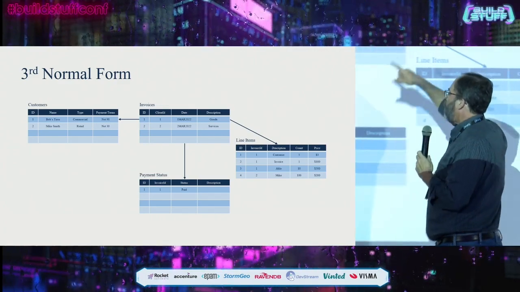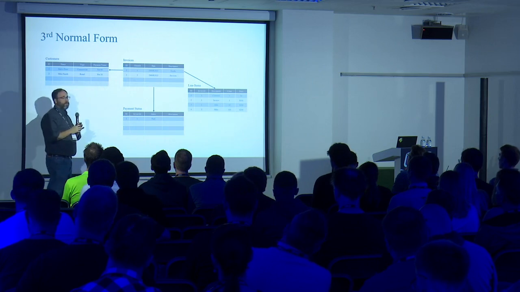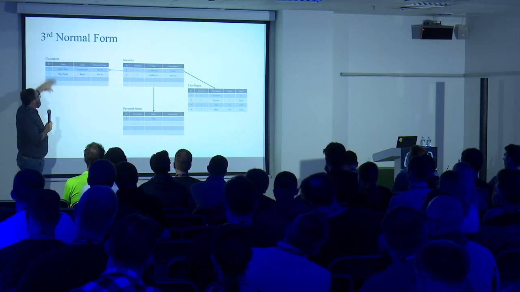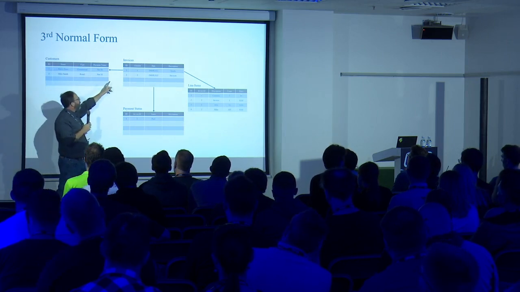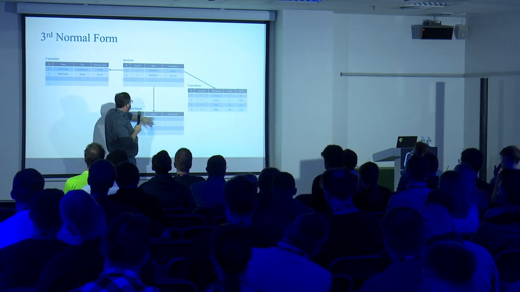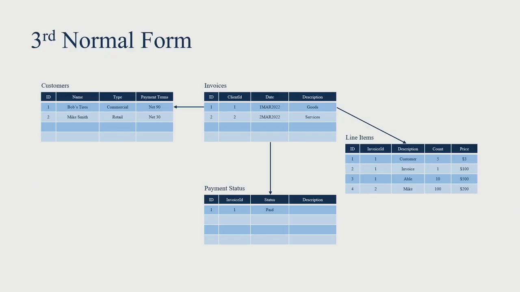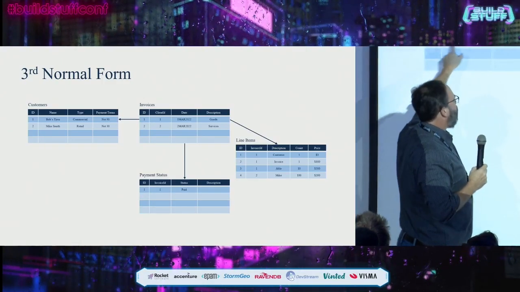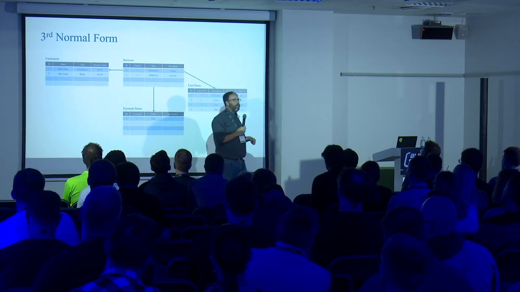So this is an example of a third normal form version of our customers and our invoices, right? Where I have a simple customer table, right, with an ID and a tuple. And then I have another table, invoices, with a primary ID. And then it's related to payment status, and it's related to the line items, right? So this is a third normal form structure. And you can see that I've got different schemas here for each table.